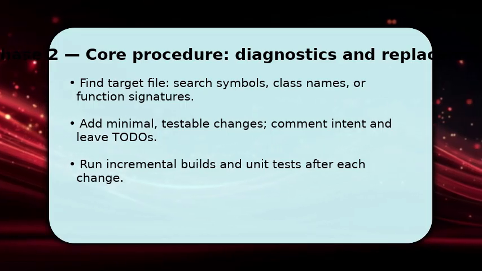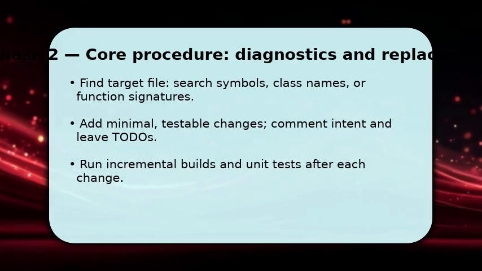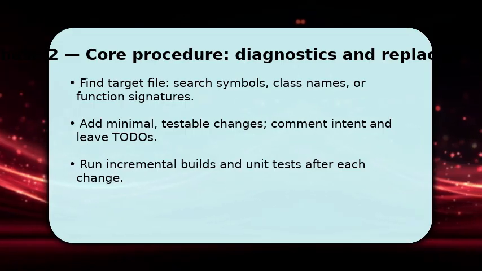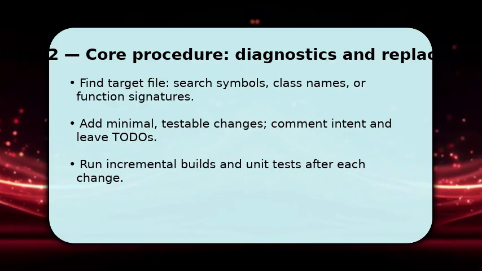Once you implement a change, run an incremental build and the relevant unit or integration tests. This isolates errors quickly. Make sure to iterate, adjust code, rerun tests, and keep commits small and descriptive so you can bisect later if needed.